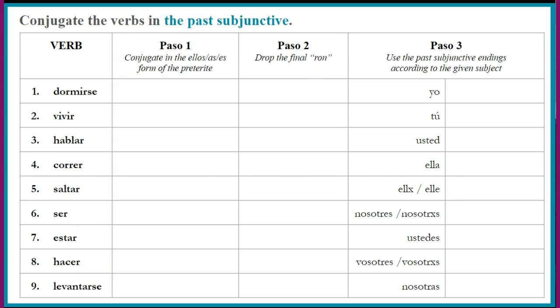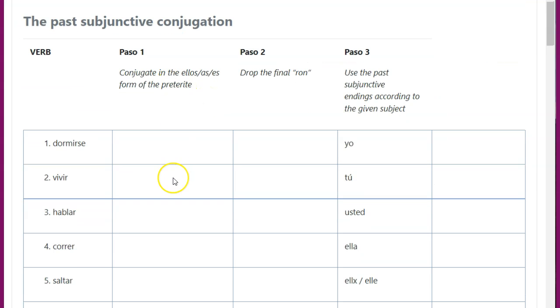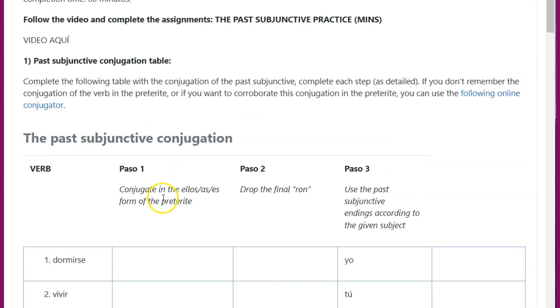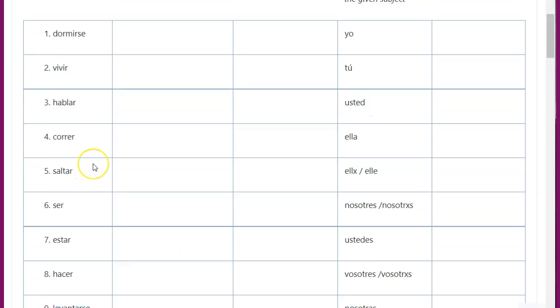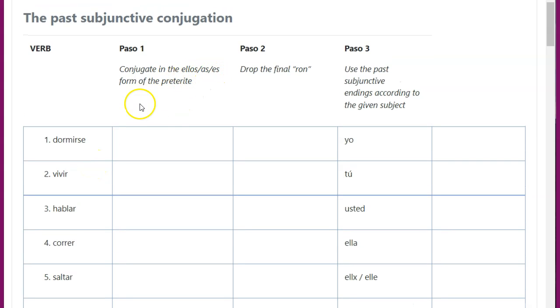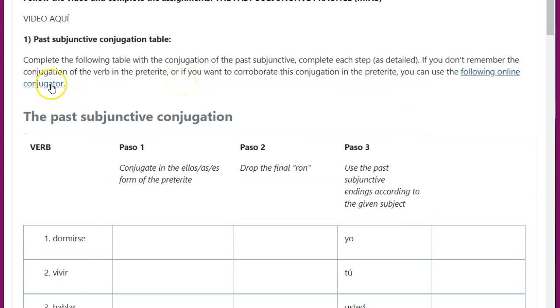these verbs here in the past subjunctive, but you have to complete this table with all the steps. So you have to put step 1 here, so you have to conjugate this verb first in the ellos, ellas, ellas form of the preterite. Then drop the final RON. You have to have an RON. If you don't have an RON, that means that you didn't conjugate it correctly. You can check your conjugations in the preterite with this online conjugator. You just have to write the verb in the infinitive, and you can corroborate that you are conjugating the verb correctly in the preterite for the ellos, ellas, ellas form.